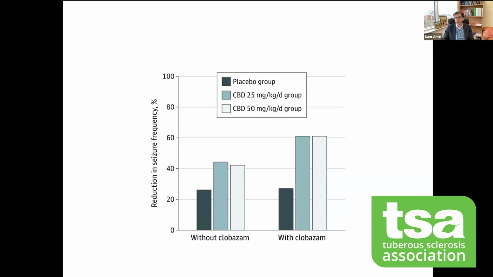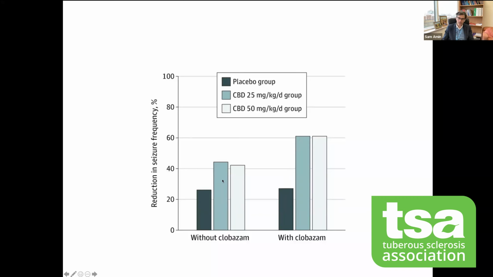But if you take this drug with clobazam, then it's likely to be more effective. And we know Epidiolex and clobazam work very well together. They help each other, but they cause problems together as well. And this study shows us here, you can see these patients were taking clobazam. So if you take clobazam and Epidiolex, that's the difference between you and placebo.